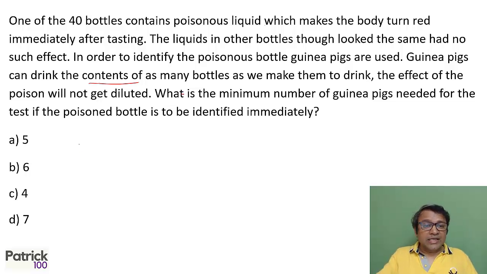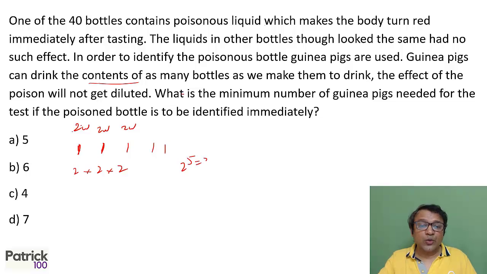One way of looking at it: each guinea pig can either drink a bottle or not drink a bottle. So 2 ways. So 1 guinea pig, 2 ways. If you have a second guinea pig, again 2 ways. Third guinea pig, again 2 ways. So the number of ways possible is 2 into 2 into 2. So if you have 5 guinea pigs, it will be 2 to the power 5, 32 ways.